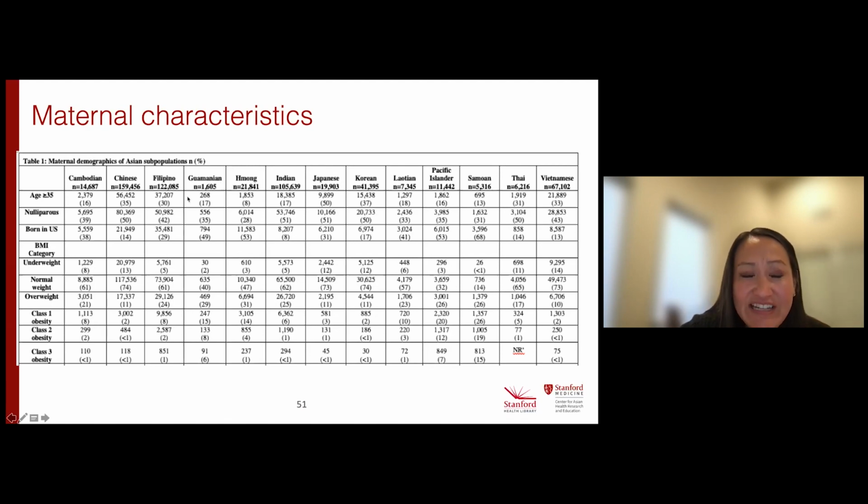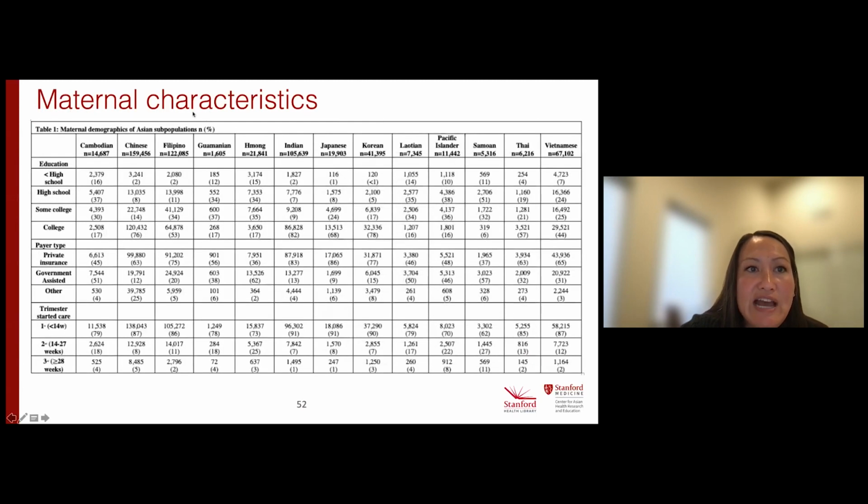And then when you look at things like nativity, you only have 8% of Indian patients who were born in the United States. You can contrast that to 68% of Samoan patients, and then BMI category as well. So you look at Samoan patients and they have over 50% of the patients who delivered as considered to be obese, whereas, come down here to Vietnamese and it's a very small number.